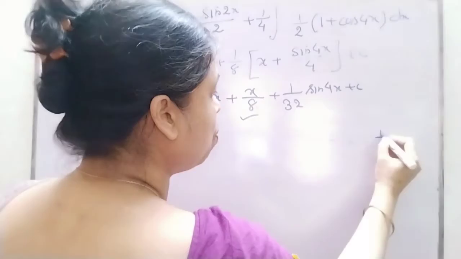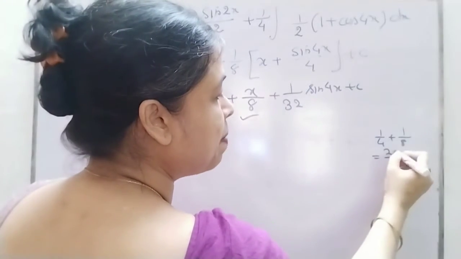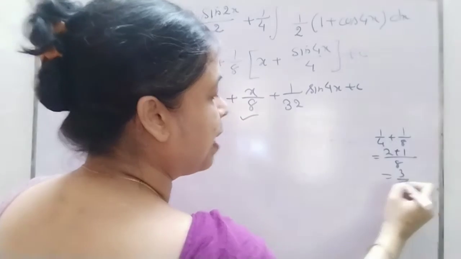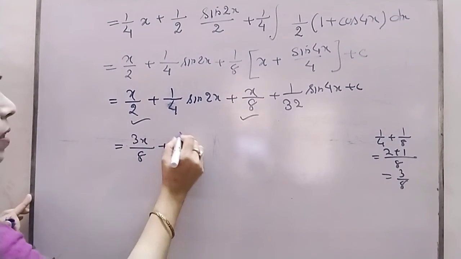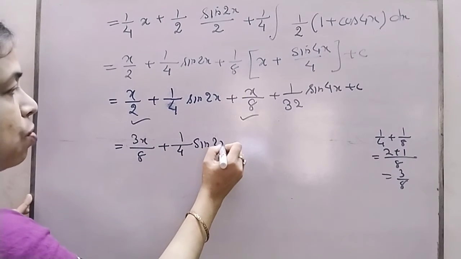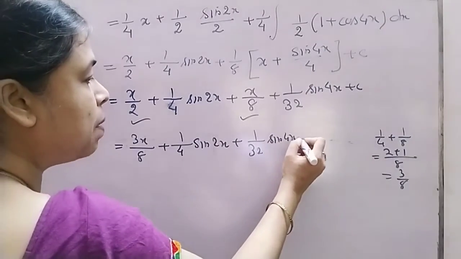Okay, what I am going to do? 1 by 4 plus 1 by 8. 8 is your LCM. So it will be 2 plus 1, that is equal to what? 3 by 8. So I can write down this as 3x by 8 plus 1 by 4 sine twice x plus 1 by 32 sine of 4x plus c.